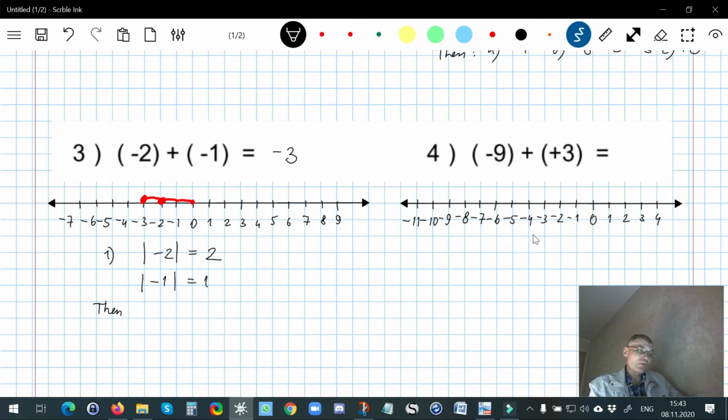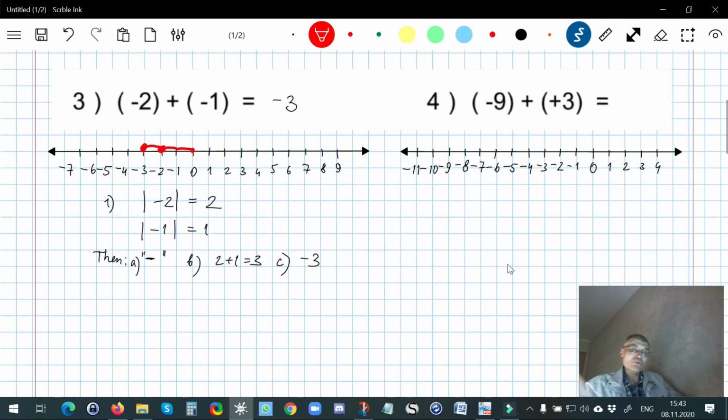Then, in case A, the sign is negative because both signs are negative. Then B, we just add 2 plus 1 equals to 3. And C, the answer is -3. That's it. Problem number 4. Let us again do it on a number line and then this approach, absolute value approach.